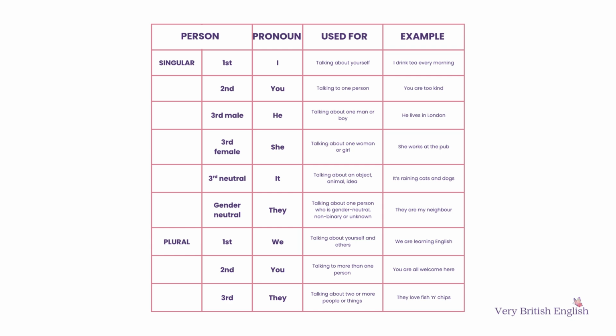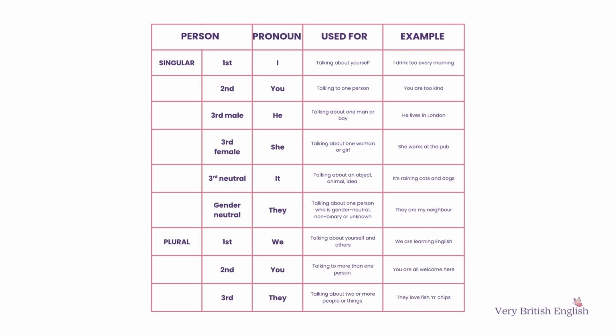The pronoun for third person singular in the masculine form is he. It's used for talking about one man or boy. For example, he lives in London. He is going to Harrods on Saturday. He might be your dad, your friend, or that bloke who always forgets his umbrella.